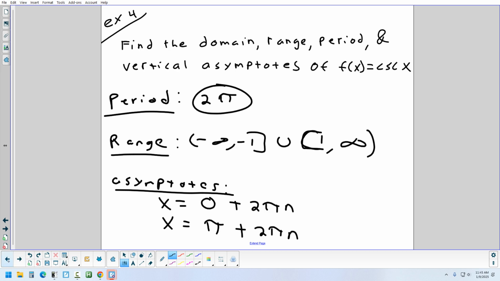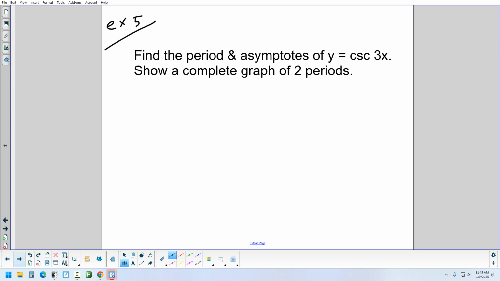I want to try one now where the asymptotes move, okay? Because I did all that table stuff to show you how to figure that out. We haven't done one yet. So this one, they just want the period and the asymptotes. You need the period to do the asymptotes anyway. So even if it didn't say find the period, you would have to. And then we're going to sketch it, but on a calculator. So let's start with the period.